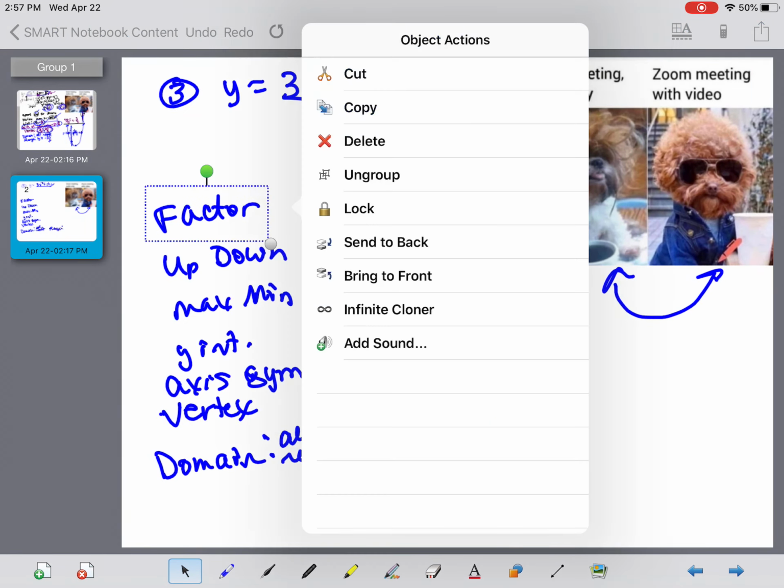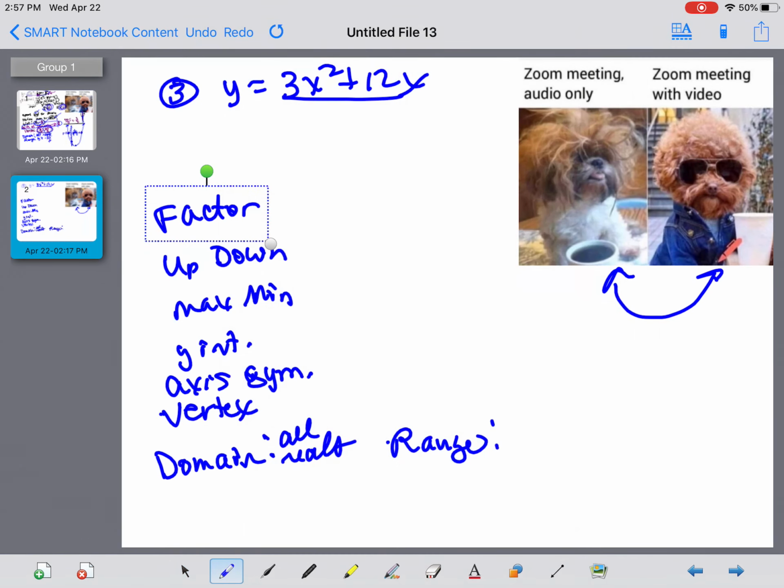All right, first thing I'm going to do is factor out what's in common. All right, so I'm going to factor. This has a 3 in common, and that leaves me x squared plus 4x. I'm sorry, it has a 3x in common. They have a 3 and an x in common. So I take out a 3x, and that leaves me x plus 4.